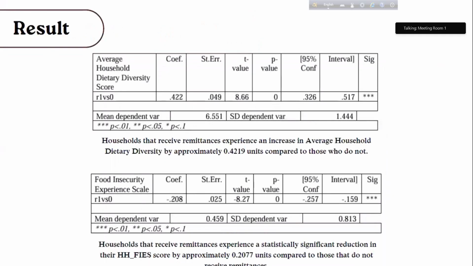So that's why we employed Python. Since we ran the first analysis on the data, we then employed Python. From our results, we found that households that receive remittance experience an increase in average household dietary diversity, and at the same time, they are likely to be less food insecure.